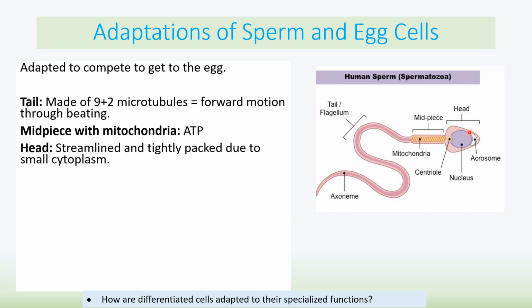And we have a streamlined head, tightly packed due to the small cytoplasm. So it has a nucleus, which obviously has 23 chromosomes, and then the acrosome, which has the enzymes allowing it to get into the egg.